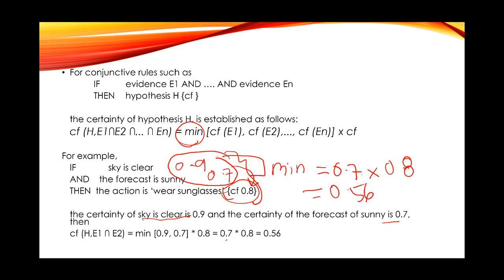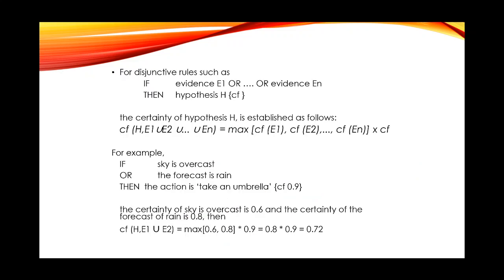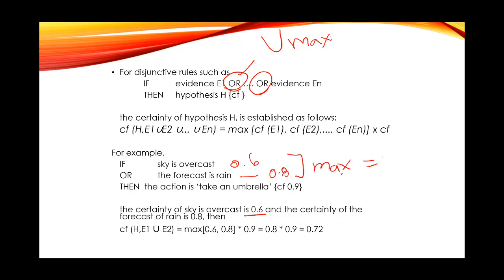That is equal to 0.56. If we have a disjunctive rule with OR logic, previously we had AND, but with OR we are going to take the maximum. For example, with the same rule, here we have 0.6 and this one is 0.8. What would be the maximum value here? Maximum is 0.8, times 0.9, you will have 0.72.